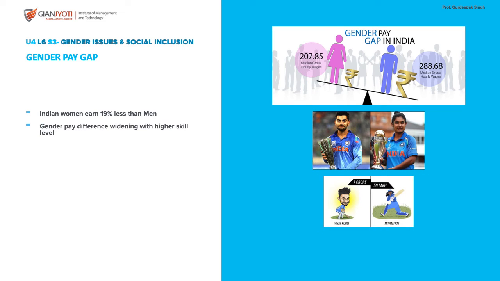Look at the yearly income of Virat Kohli, which is 7 crores, whereas Mithali Raj earns around 50 lakhs per annum. So that's the disparity as you go up.